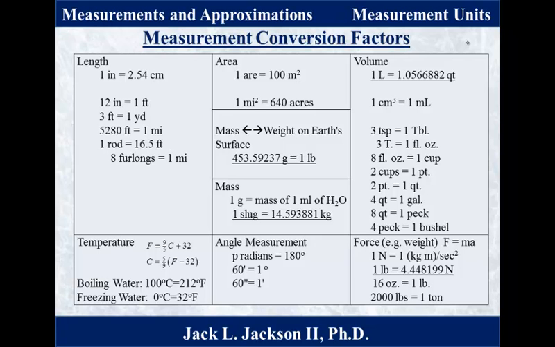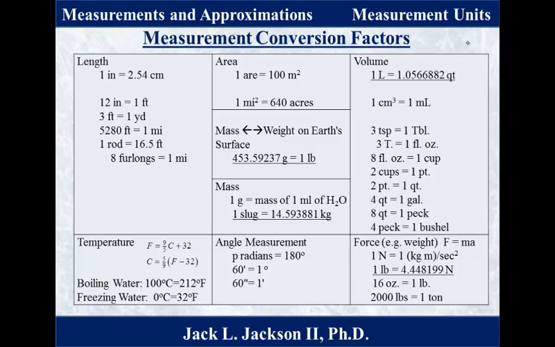Milli is the real common one. It means a thousandth. So 1,000 milligrams is 1 gram. 1,000 millimeters is 1 meter. 1,000 milliliters is 1 liter. And then the main other one that we're going to use is the kilo, which is 1,000. So 1 kilogram is 1,000 grams. 1 kilometer is 1,000 meters, and so forth.